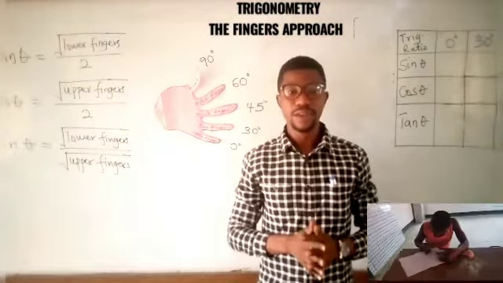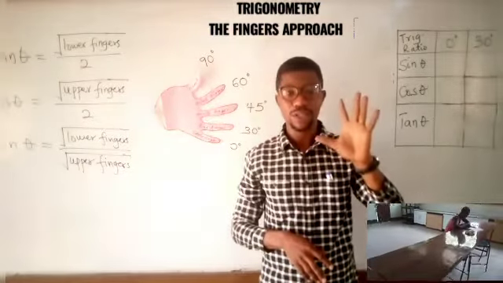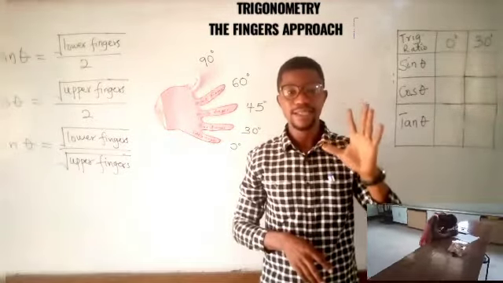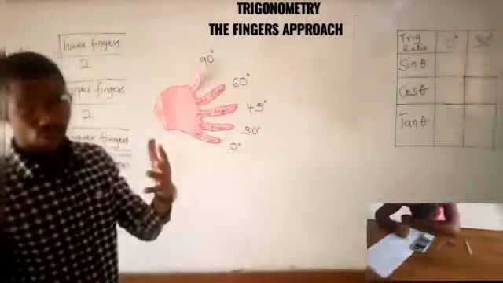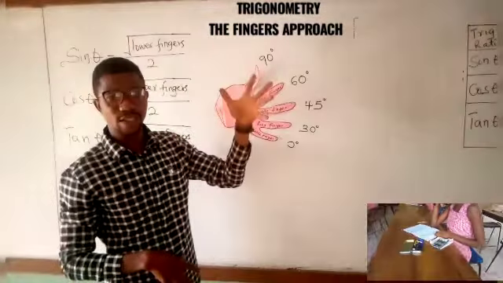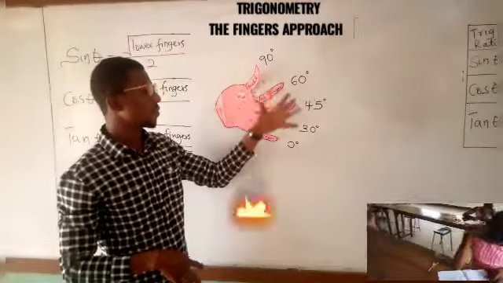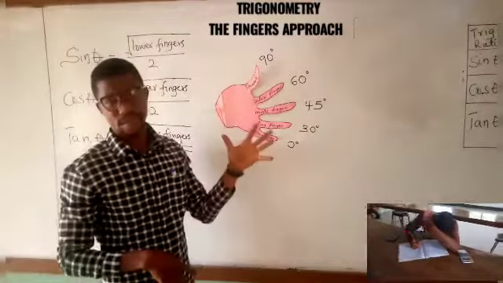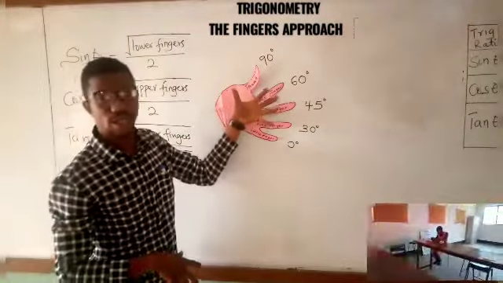In trigonometry, we shall be learning how to use the hand method to determine certain selected angles as we see them on the board. What we shall be looking at is using the hand to determine 0 degrees, 30 degrees, 45 degrees, 60 degrees, 90 degrees as found in special triangles. So this is how the hand is going to be.